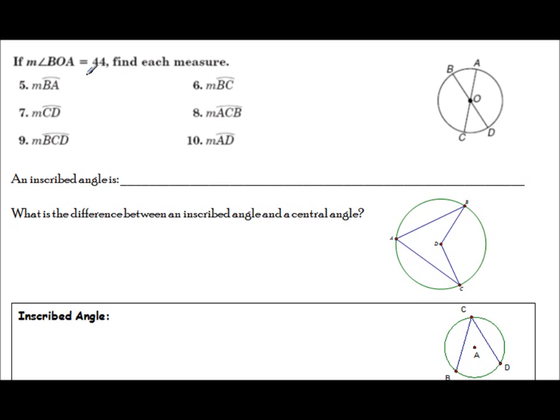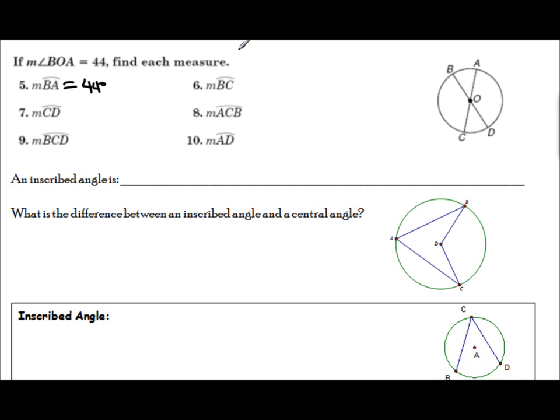Okay, 5 through 10, they give us angle BOA. BOA is 44 degrees. And we want to find the measure of each arc. Well, the measure of an arc is the same as the central angle. So if this central angle is 44, then this arc is 44 degrees. So arc BA, the first question, is 44 degrees, the same as the measure of its central angle.